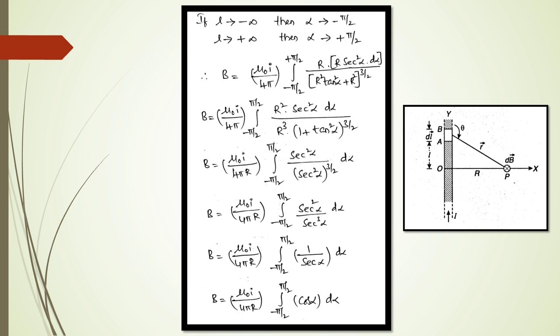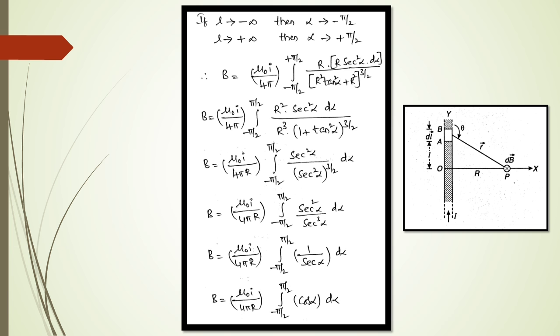Next, further simplification, magnetic field B is equal to mu naught I by 4 pi R integral minus pi by 2 to plus pi by 2 secant square alpha divided by secant cubed alpha into d alpha. Secant square alpha will get cancelled. Finally, B is equal to mu naught I by 4 pi R integral minus pi by 2 to plus pi by 2 1 by secant alpha into d alpha. We know that 1 by secant alpha is cos alpha. So magnetic field B is equal to mu naught I by 4 pi R integral minus pi by 2 to plus pi by 2 cos alpha d alpha.